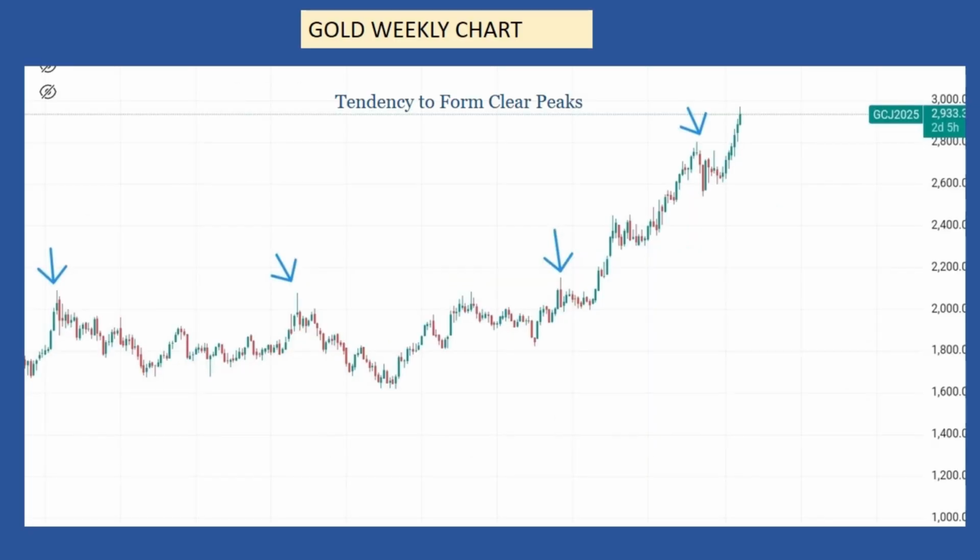Tendency to form clear peaks and troughs. The gold market's price movements often create identifiable peaks, high points, and troughs, low points. These formations can signal potential reversal points.